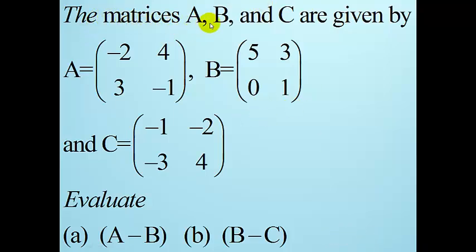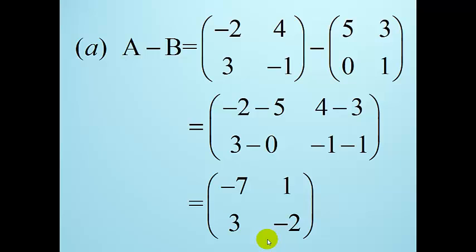Example, the matrices A, B, and C are given by A equals [-2, 4; 3, -1], B equals [5, 3; 0, 1], and C equals [-1, -2; -3, 4]. Now we have to evaluate A minus B and B minus C.